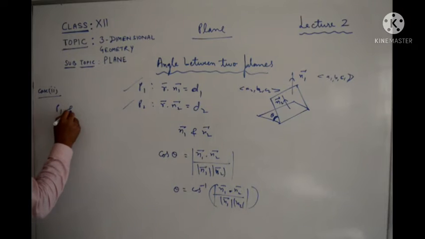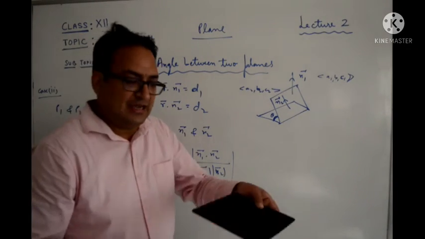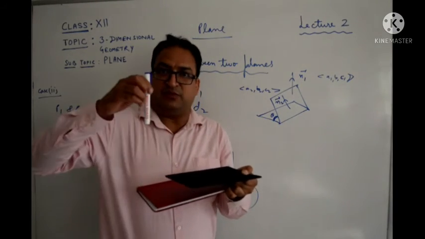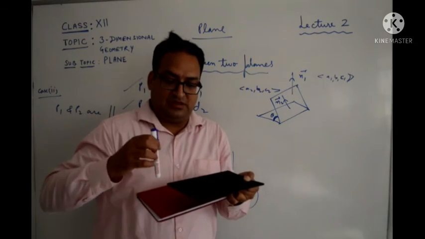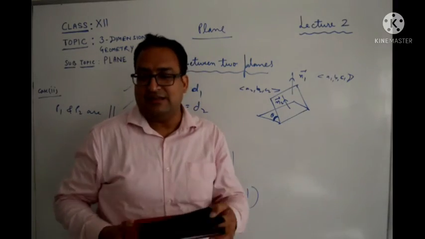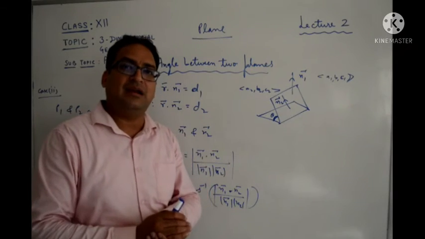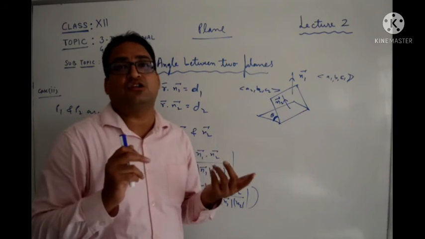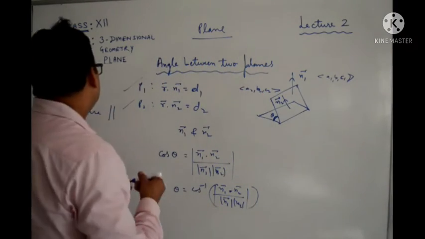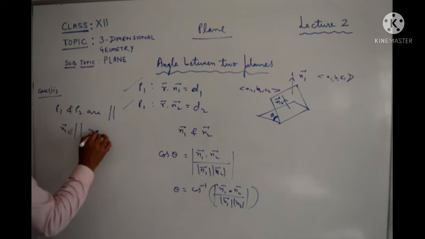What if the planes P1 and P2 are parallel? Two planes in space that are parallel. You can easily understand that if the planes are parallel, their normals are also parallel. That's why I said the angle between two planes is the same as the angle between their normals. If the planes are perpendicular to each other, their normals are also perpendicular to each other. If the planes are parallel, their normals are also parallel. So in that case, n1 will be parallel to n2.